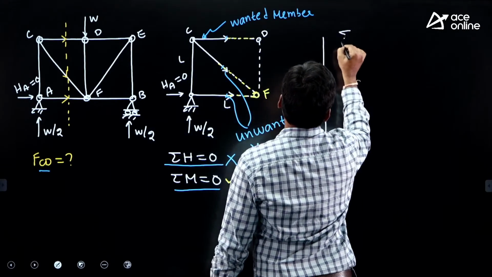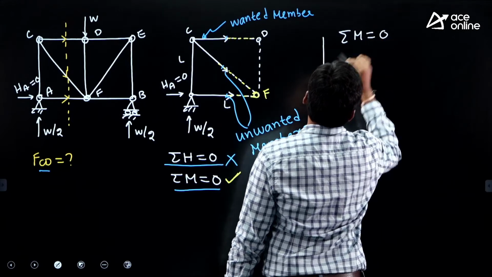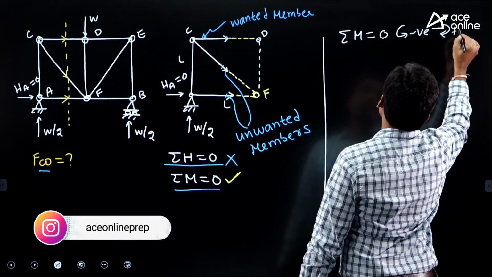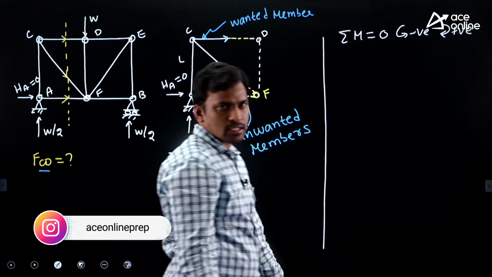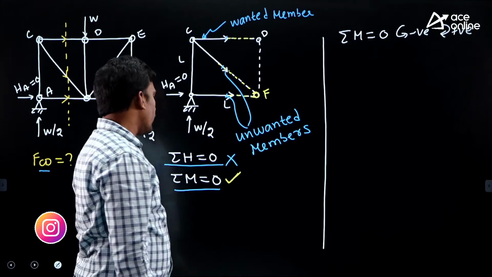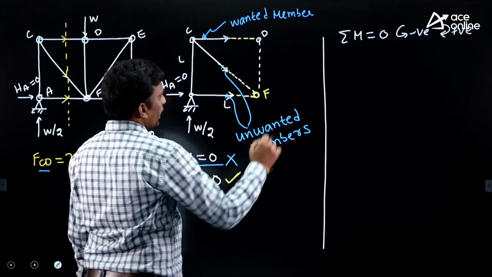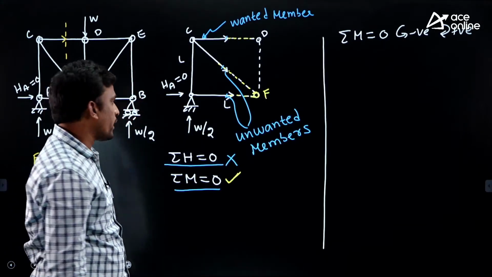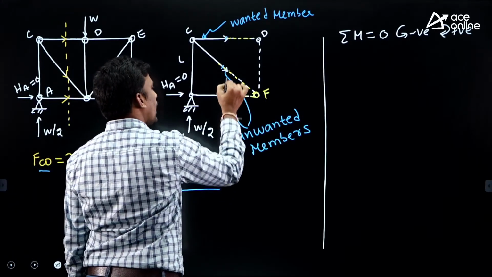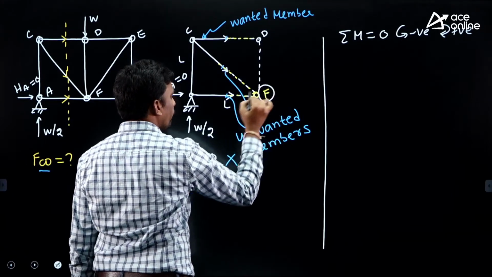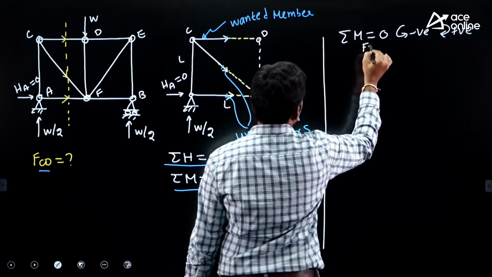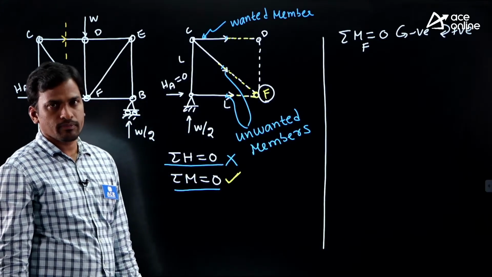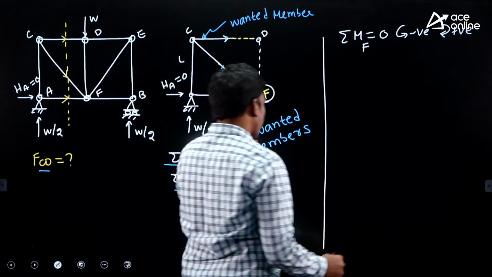Now use sigma M equals 0. So anticlockwise is negative and clockwise moment is positive. These are the sign conventions we'll generally follow. Now tell me students, at which joint we have to consider moment. All the unwanted members are meeting at joint F, so we have to take moment about joint F equals 0. Then we are doing analysis for the left part now.